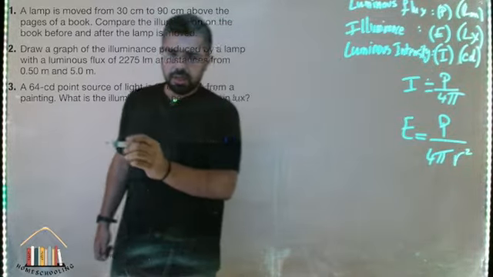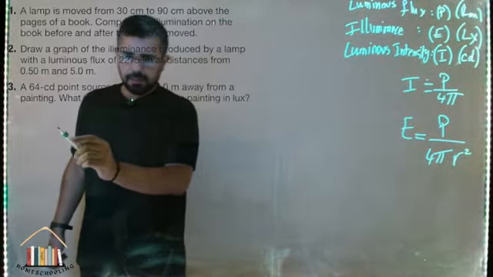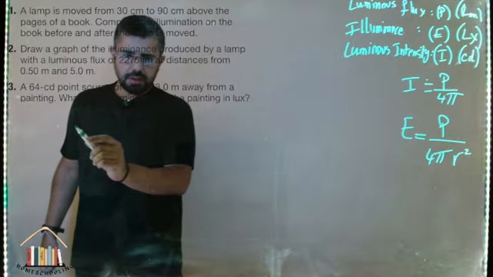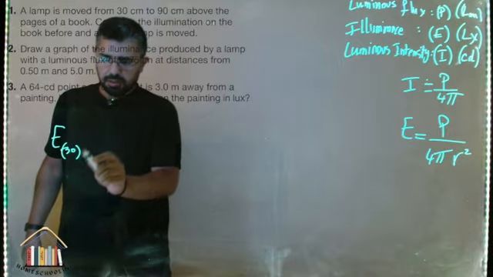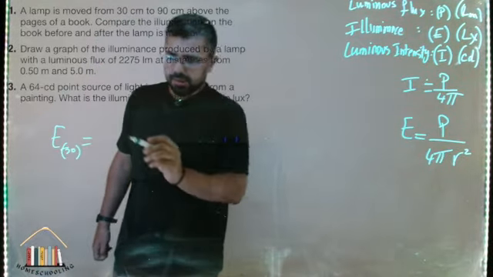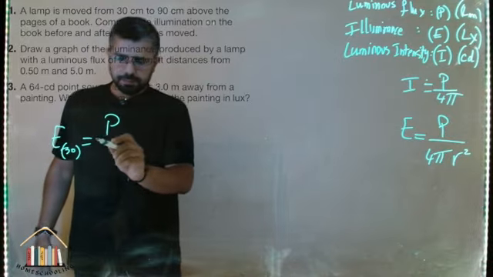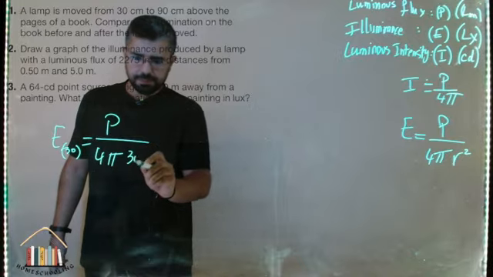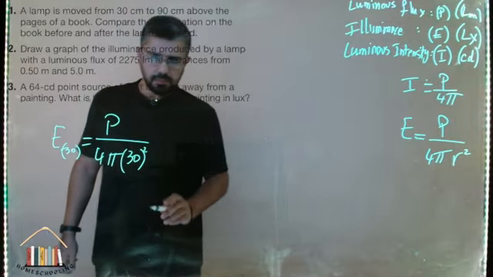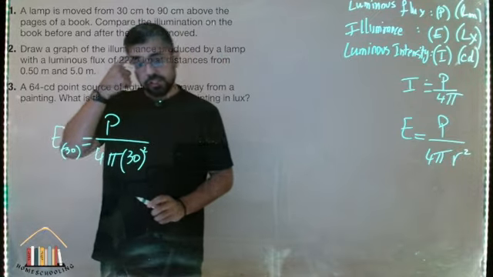So let's calculate E first. E in case 1, I will call it E for 30 centimeters, is equal to P over 4 pi r squared. So that was for the first position.